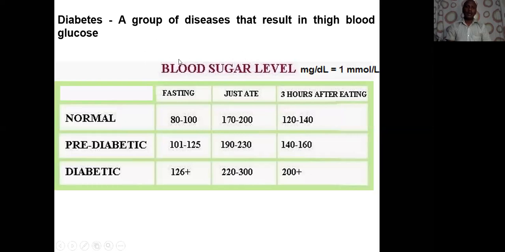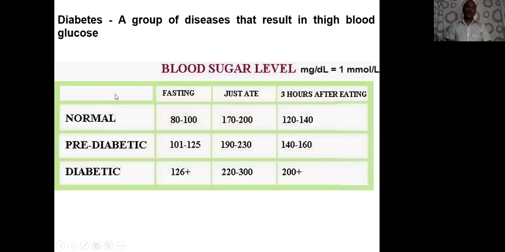You can classify normal levels; this is the chart. The units are mg per deciliter, and you can convert mg per deciliter into moles per liter. In diabetes we know there are variations in the blood glucose levels. Generally, diabetes mellitus is the increase in the blood glucose levels, or plasma levels of glucose.